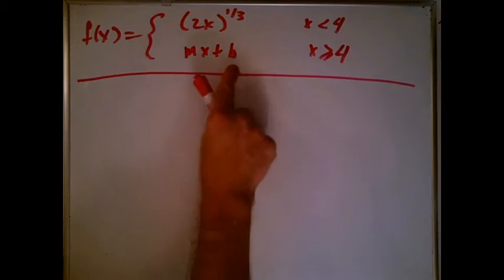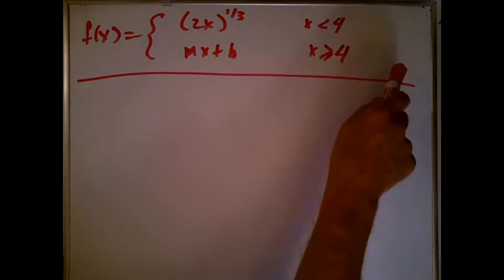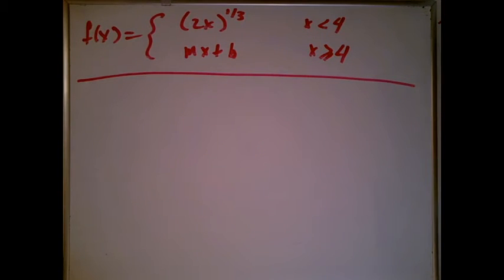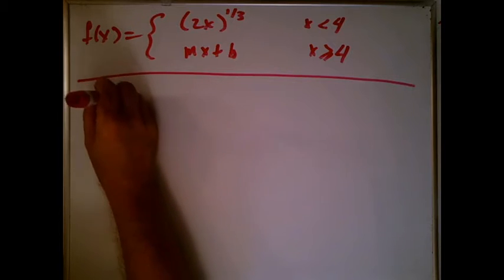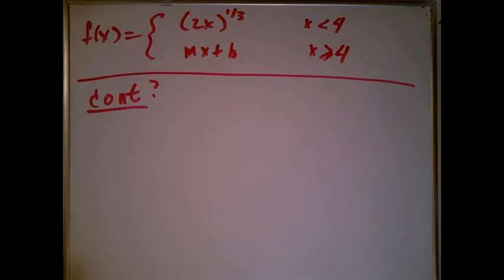y equals mx plus b is a line. That's smooth, right? It's certainly going to be smooth after I start drawing at x equals 4. So to make sure this is continuous and differentiable, the only point I have to worry about is x equals 4. And we're going to have to do two different parts of this. Number one, we're going to have to make sure it's continuous. So I'm just going to put "cont" for continuous.